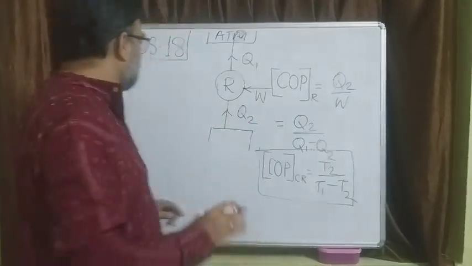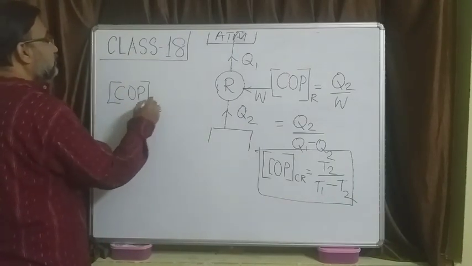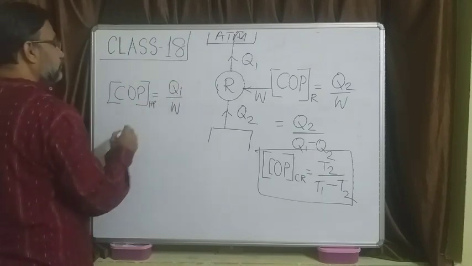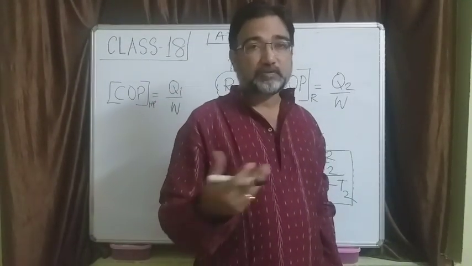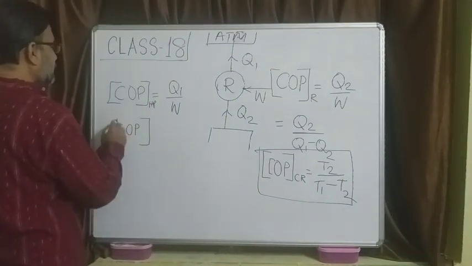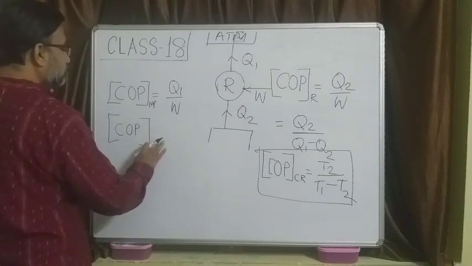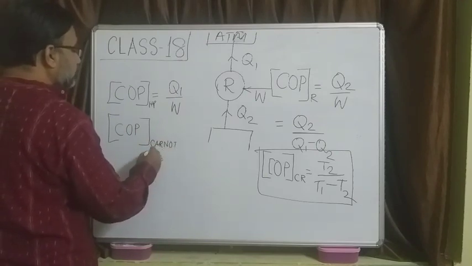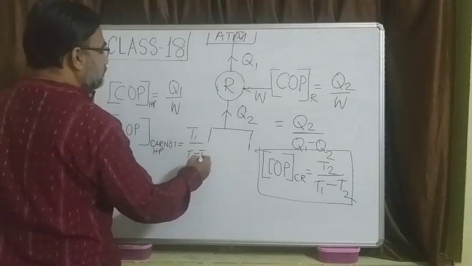In the same line, you can tell that COP of heat pump which was Q1 by W, where Q1 is the amount of heat supplied to the hot space, relatively hotter space. Then if we are talking of a Carnot heat pump, that means a heat pump having maximum COP, then what will be its COP? Its COP will be equal to T1 by T1 minus T2.